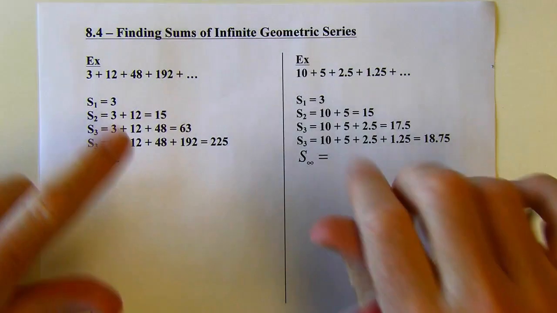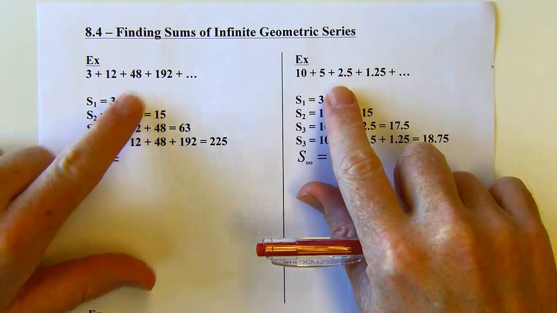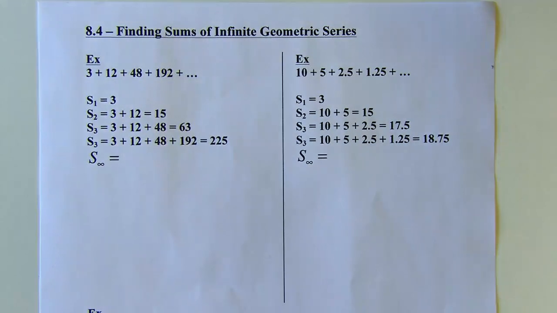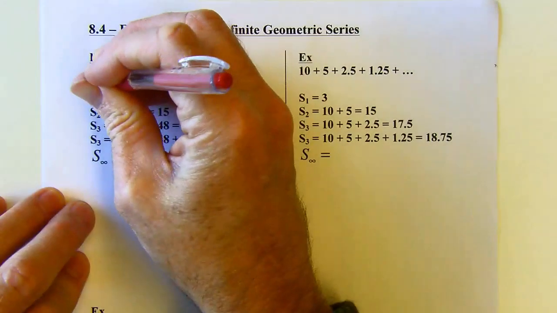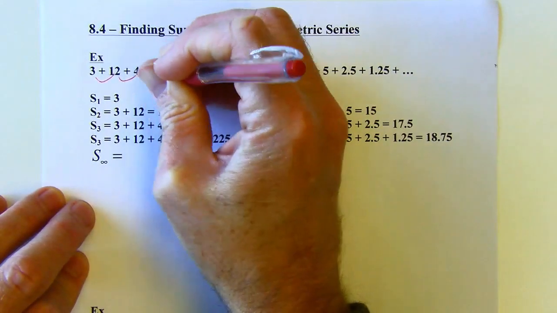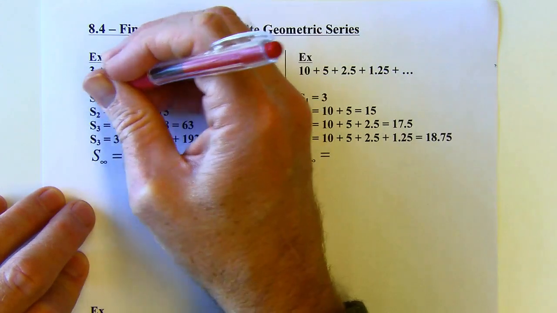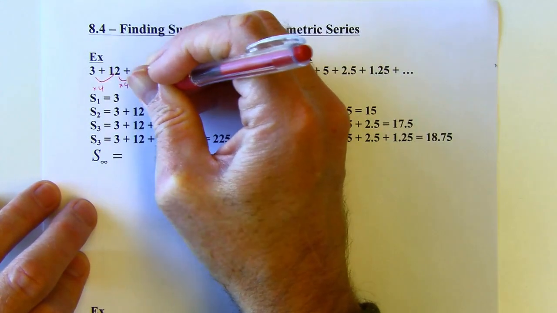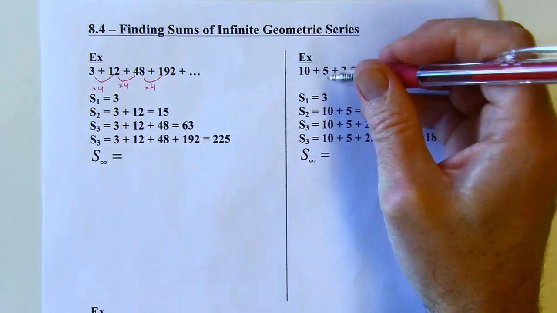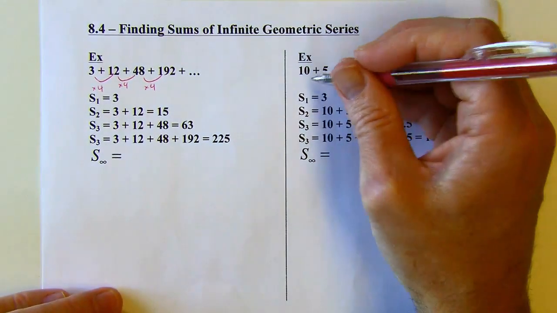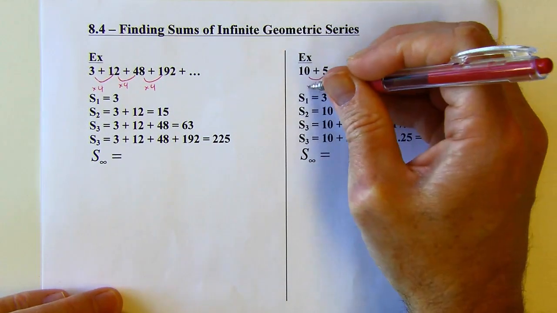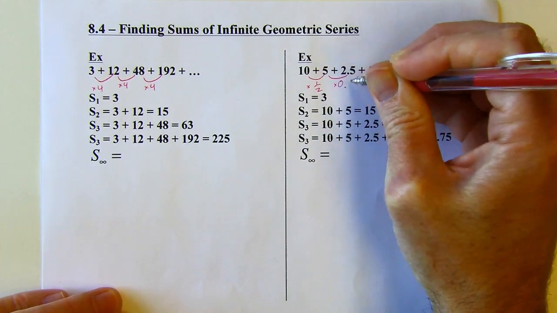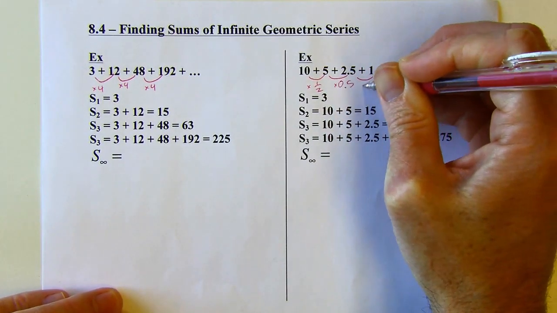Okay, both of these series are infinitely long because they go on forever, and they're both geometric because they both have a common ratio. If we look at this first series, we are multiplying by 4 to get from term to term. And over here, you might think of it as dividing by 2, but we could also describe it as multiplying by 1/2, or 0.5, however you want to put it. So they're both geometric.